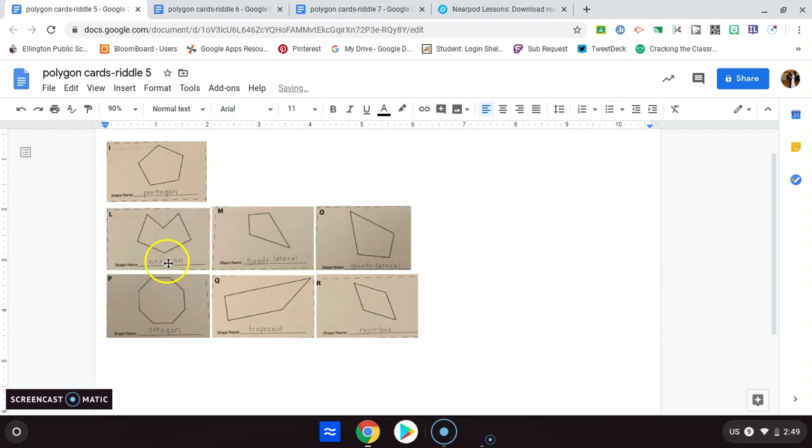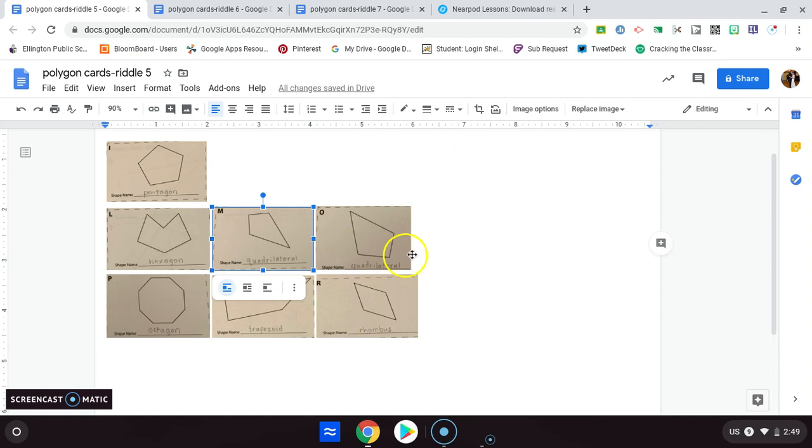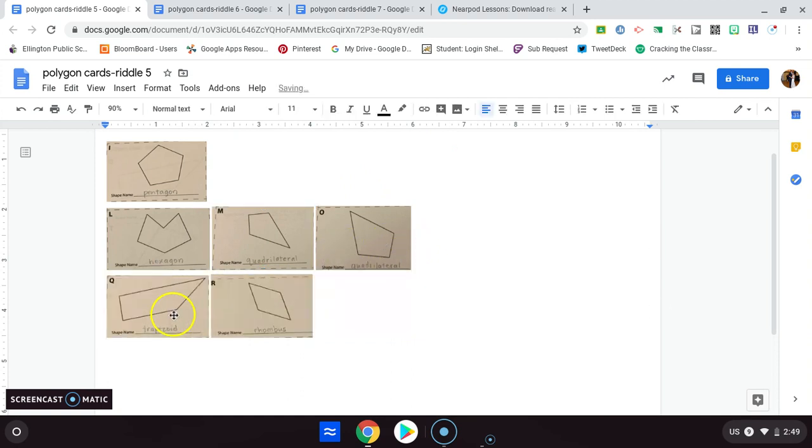Our trapezoid has one set. That's the definition of it. This one doesn't have any. Quadrilateral doesn't have any. This one doesn't have any. Our octagon, trapezoid, and rhombus all have at least one pair.